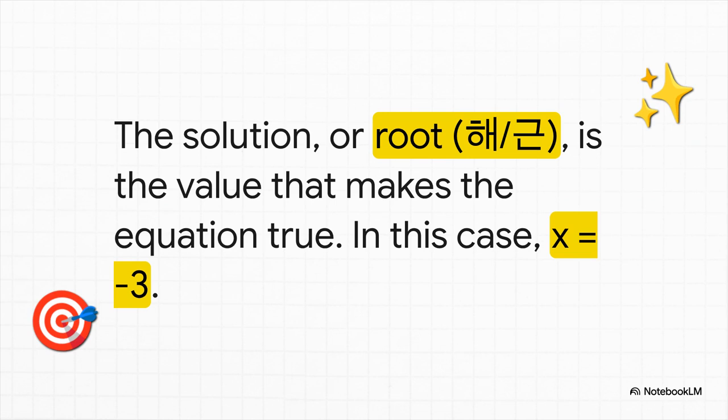And there we have it, the solution. X equals -3. That is the one, the only number in the universe that makes our original equation true and keeps that scale perfectly balanced.